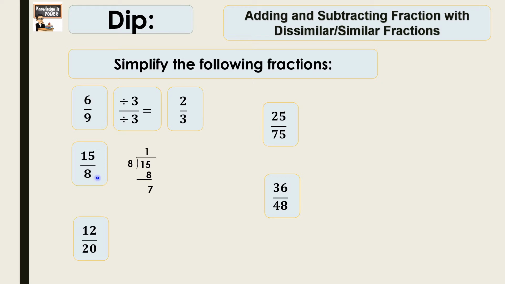Okay, 15 over 8 is an example of an improper fraction. So how do we do this? First, you need to divide the numerator by its denominator. Therefore, you will change it into a mixed number.